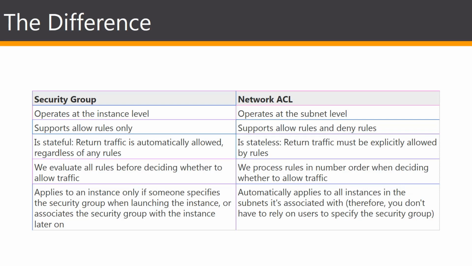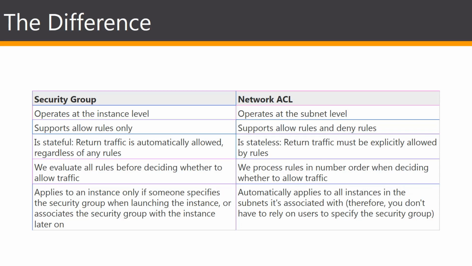Now, the table you guys see gives you a good summary in terms of the differences between a security group and a network access control list. It's good to have this memorized and in mind, especially for the exam. Now, the security group operates at the instance level, means you apply it to specific EC2 instances, while the network access control list operates at the subnet level.